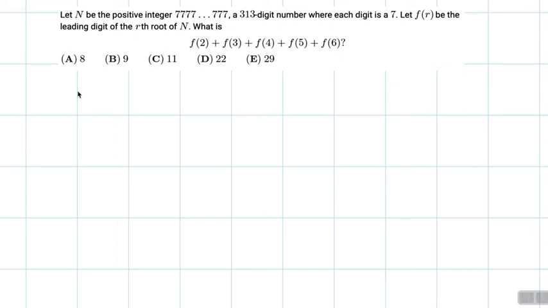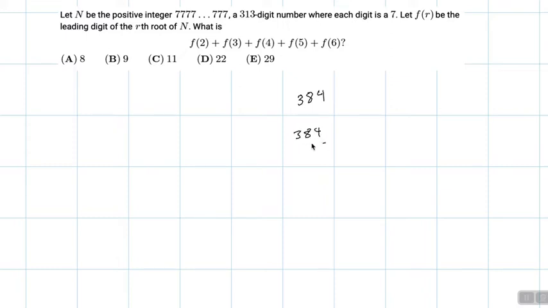Let n be the positive integer 777,777, a 313-digit number where each digit is a 7. Let f of r be the leading digit of the rth root of n. What is f of 2 plus f of 3 plus f of 4 plus f of 5 plus f of 6?